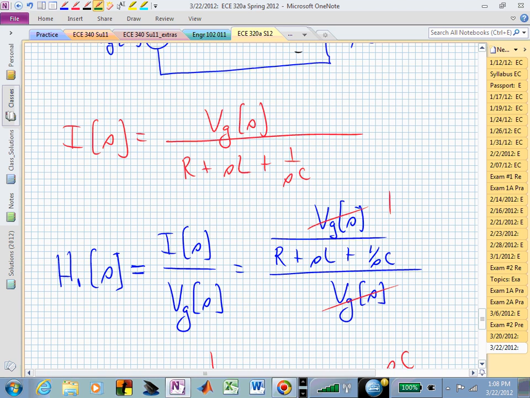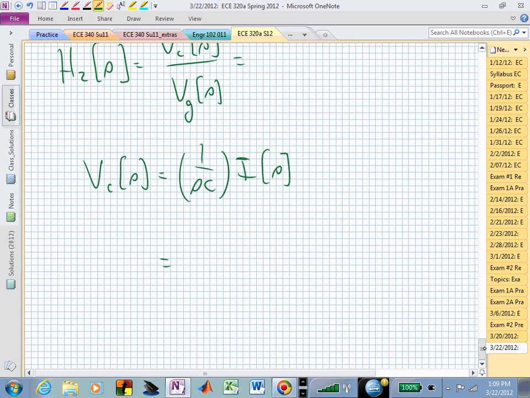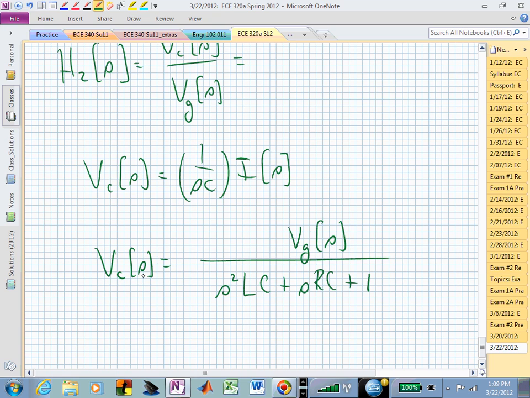and now if I multiply the denominator by SC, it's going to basically do what I had done before, but it's no longer going to end up popping that SC up top. That makes sense? If I now multiply the denominator in the I of S expression by SC, I end up with S squared LC plus SRC plus 1, and up here I still have my V sub G of S, and that's V sub C of S.